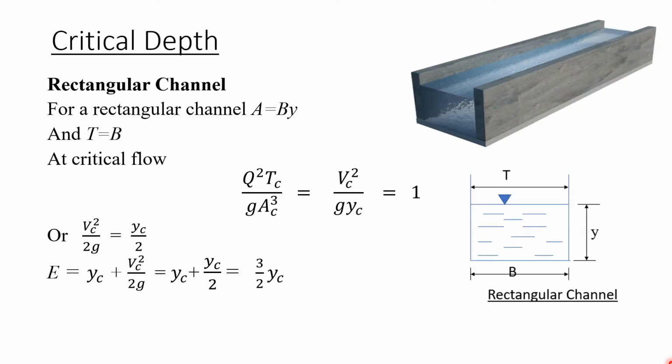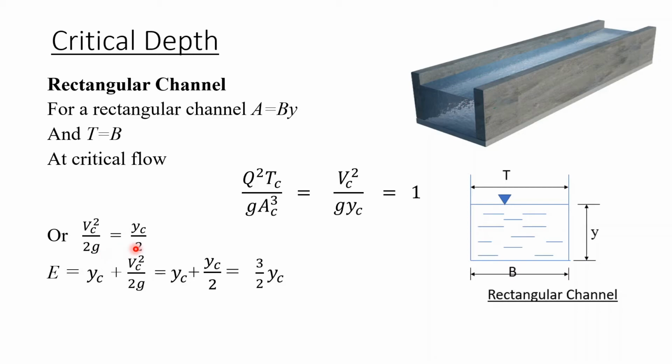Critical depth for rectangular channel. For a rectangular channel, we know area is equal to B into Y, and the top width is equal to B. Recalling the critical flow equation, we have Q square Tc by G A cube equals Vc square by G Yc, and this should be equal to 1. This is the Froude number, so this is equal to 1.